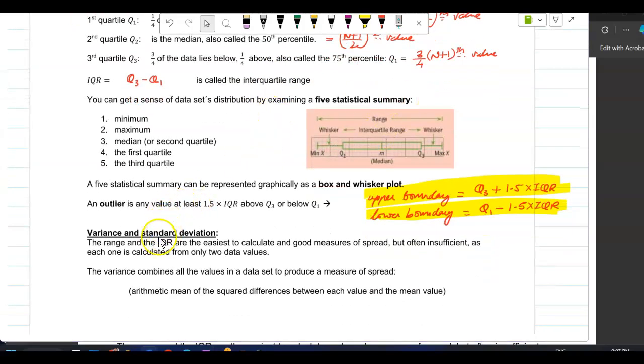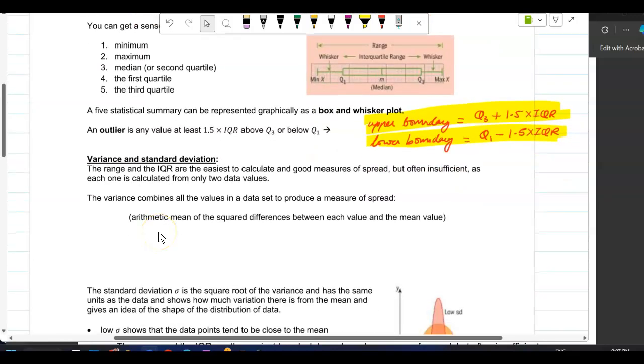The range and the interquartile range are the easiest ways to calculate the measure of spread, but they are not sufficient, as each one is calculated only from 2 data values. So therefore we have to use variance and standard deviation, which is widely used. Now what is variance? Variance is the arithmetic mean. Now for this formula you can do everything on the calculator. You don't have to do it by hand.